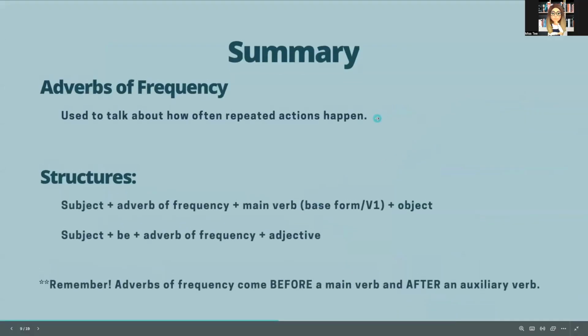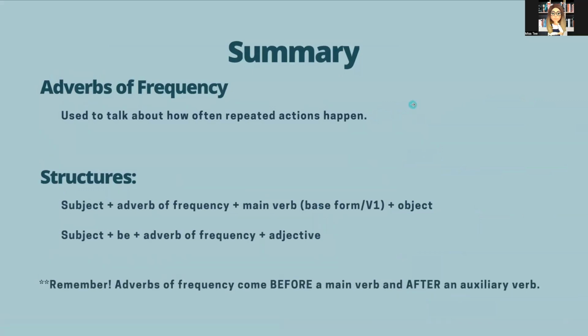So just to summarize, the adverbs of frequency are used to talk about how often repeated actions happen, whether it's always, 100% of the time, never, 0%, or somewhere in the middle: sometimes, usually, often. There are two main structures we looked at today. The first one has to do with the main verb. If you're working with a main verb, then we have the subject first, plus the adverb of frequency, plus the main verb, plus the object.